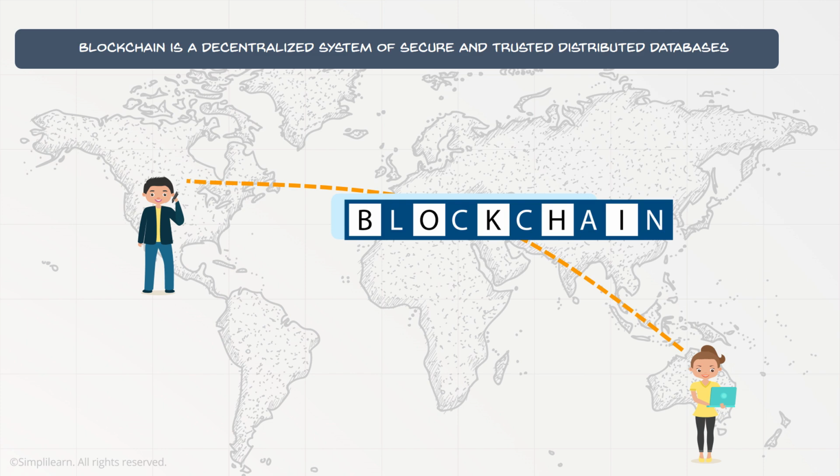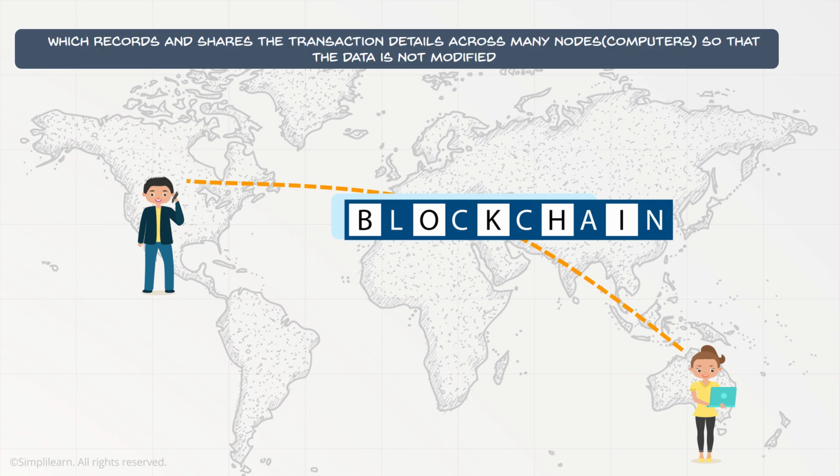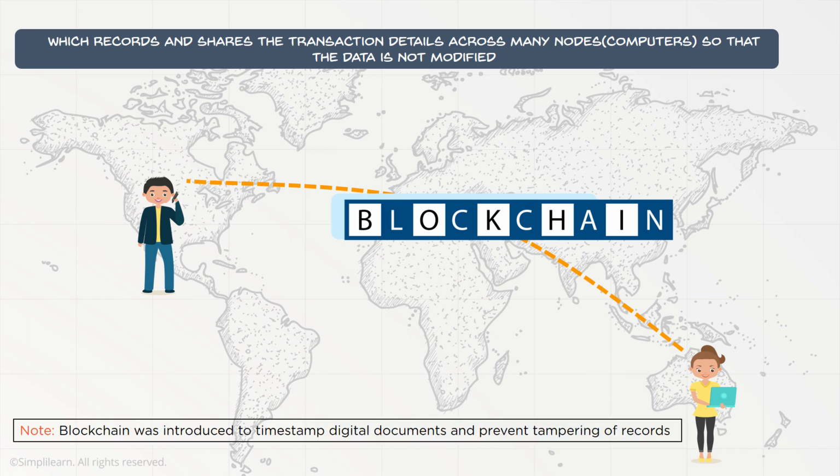Blockchain is a decentralized system of secure and trusted distributed databases. It's a distributed ledger which records and shares the transaction details across many nodes which are part of the network so that the data is not modified. Each and every transaction which happens on a blockchain network is distributed across all the nodes on the blockchain. Each and every participant has the same copy of the ledger, and it's an immutable ledger. Once a record or a transaction is registered, it cannot be modified.